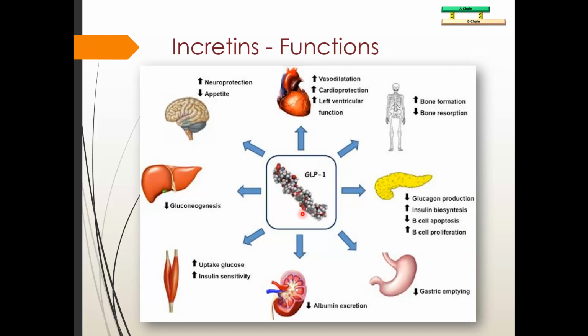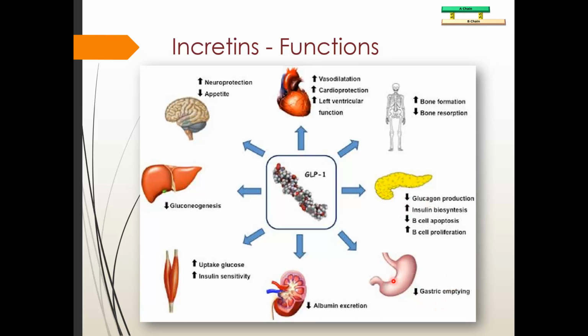It has multiple functions. The most important function related to diabetes mellitus is the increased insulin release and decreased glucagon production. It also inhibits beta cell apoptosis. So the function on the pancreas is the main function of incretins. GLP-1 is an incretin. Incretins, I have already told in the first class, are hormones that are secreted from the intestines and which help in increasing insulin release. It also has many other functions throughout the body.